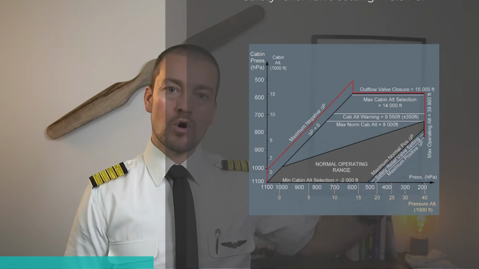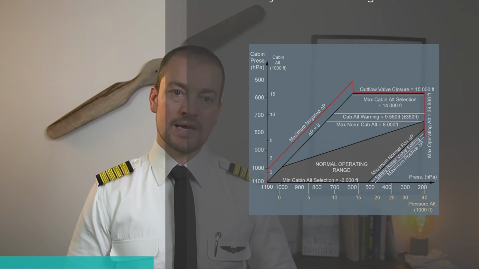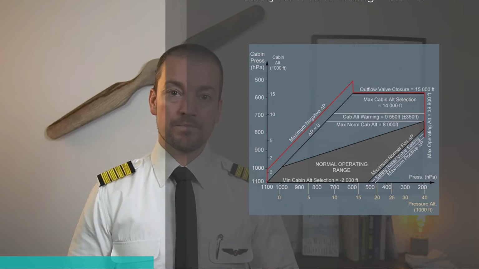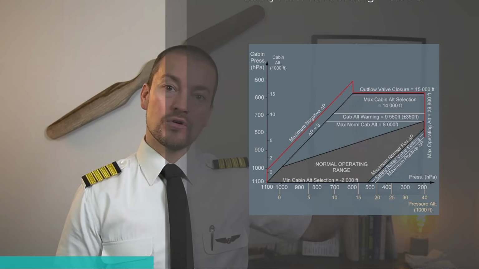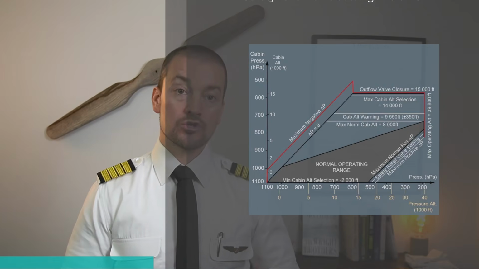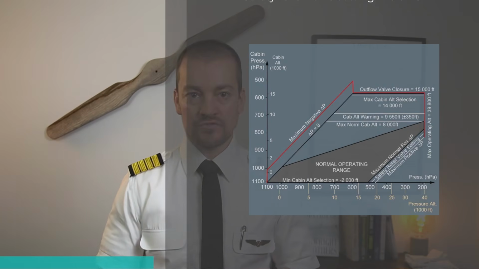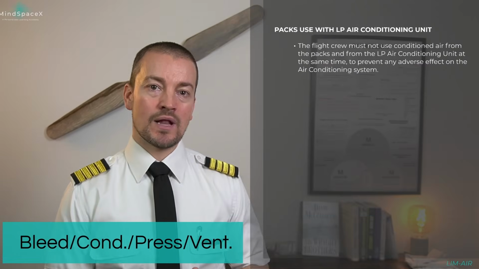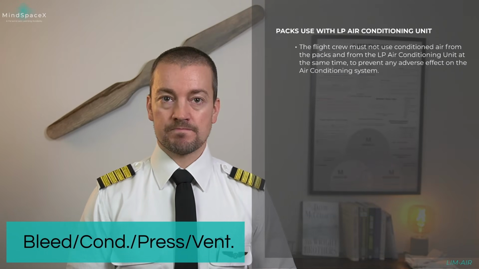Cabin altitude warning triggers at 9,550 plus or minus 350 feet. And the outflow valve completely closes at 15,000 feet, trying to prevent air from going out of the cabin to the atmosphere, and this is something that will happen during rapid or explosive decompression.